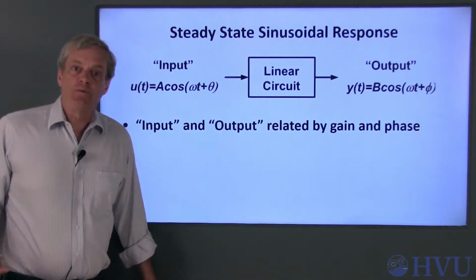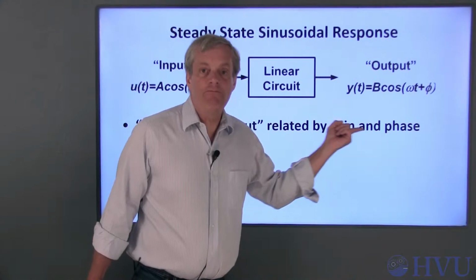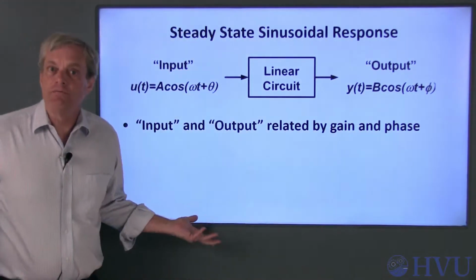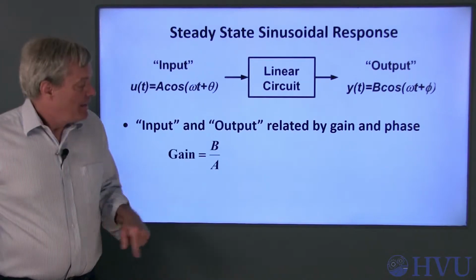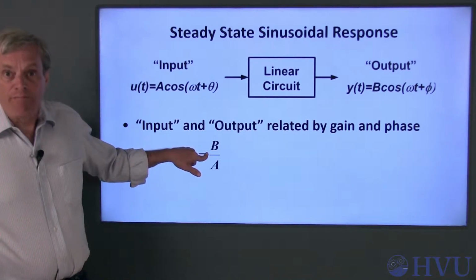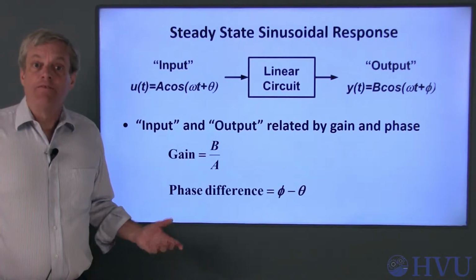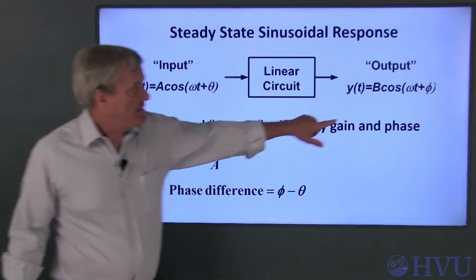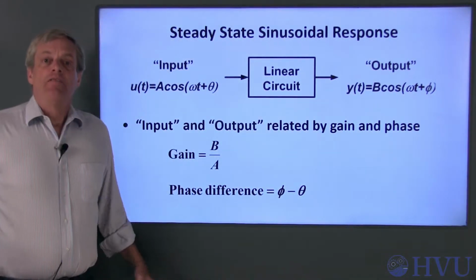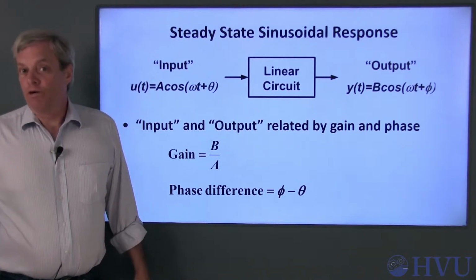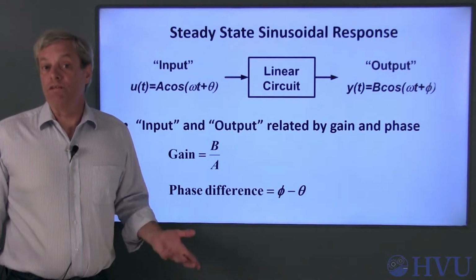The relationship between our input and output at some frequency can be expressed as a gain and a phase difference. These parameters can be used to characterize the behavior of the circuit at that frequency. Gain is defined as the ratio of the magnitude of the output sinusoid to the magnitude of the input sinusoid. The phase difference is defined as the phase of the output sinusoid minus the phase of the input sinusoid. The choice of input and output is somewhat arbitrary. Gain and phase calculations are dependent upon that choice of input and output.